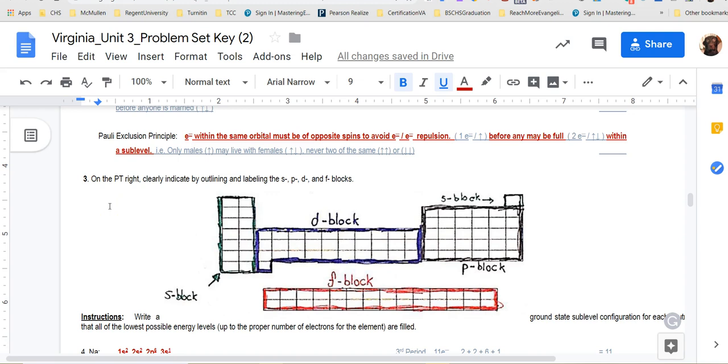On the periodic table, clearly indicate by outlining the S, P, D, and F blocks. And so this is what it wants you to do. So the S block is going to be outlined in black. That's our groups 1 and 2, our main group elements, and then the carbon families through the halogens and the noble gases.